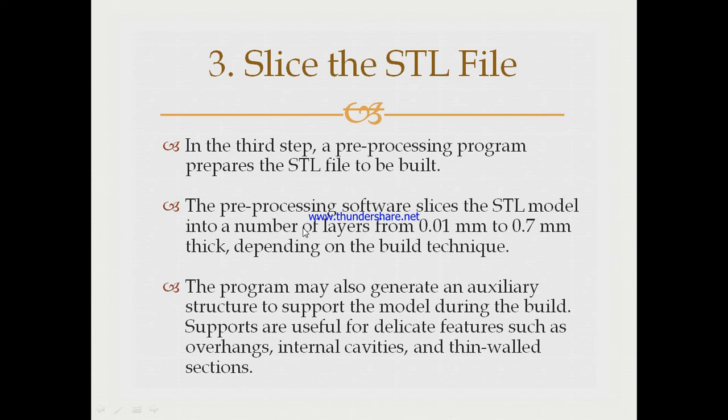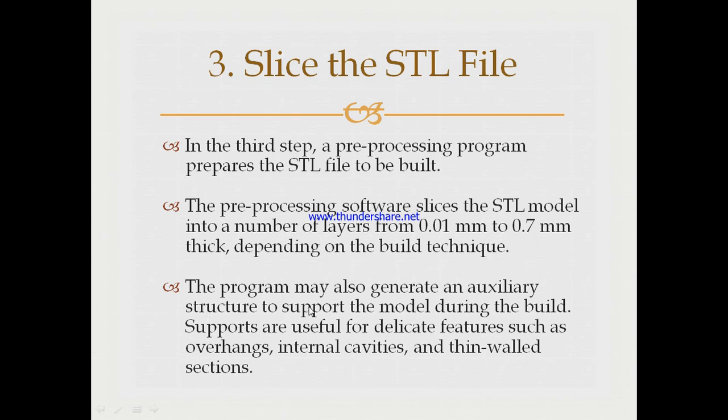So the next step is slice the STL file. In the third step, a pre-processing program prepares the STL file to build. The pre-processing software slices the STL model into a number of layers. Slice means cut. It cuts the CAD model, this triangular model, into a number of layers from 0.01 mm to 0.7 mm thick, depending upon the building technique. This generally depends upon the amount of material to be poured in each and every layer.